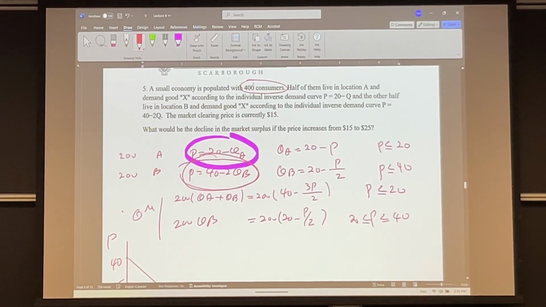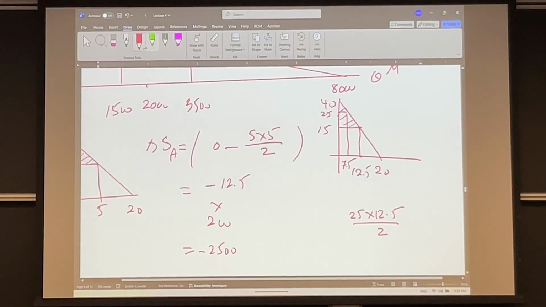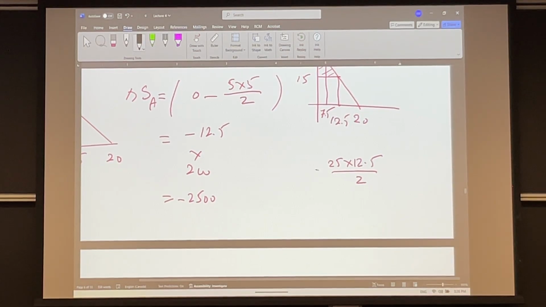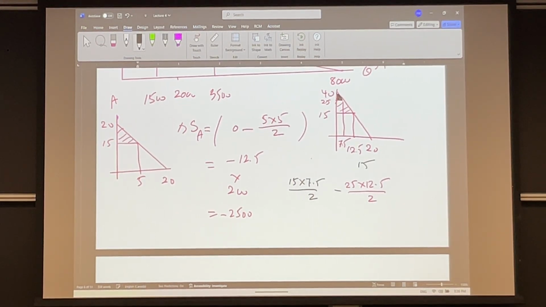The price goes to 25. If you put 25 there, what do you get? 7.5. Sorry, that's 25. That is 7.5. The surplus becomes this then. That's the surplus now, which is 15 multiplied by 7.5 divided by 2. That's the surplus when the price is 15. That is when it was 25. That's a change in consumer surplus for B. How much is it?